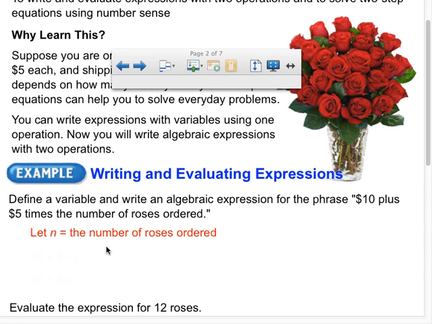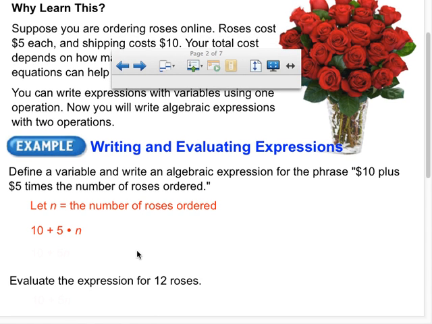Anybody? Rayhan, sorry, Rayhan. So you would have 10 plus 5, and then you'd also have to multiply, I believe. Okay, what am I going to multiply by? By n. Okay, so tell me the expression. How would you write the expression? Tell me the start to the finish, writing the expression out. So it would be 10 plus 5 times n. Right, so 10 plus 5 times n.